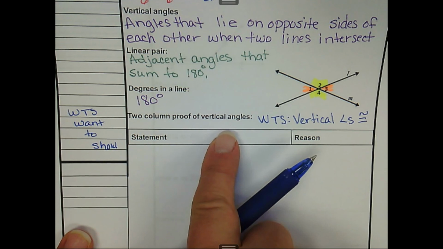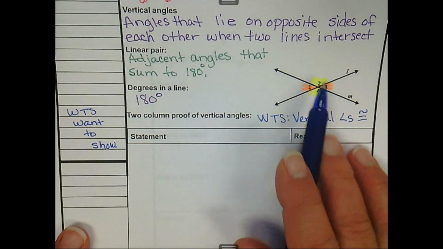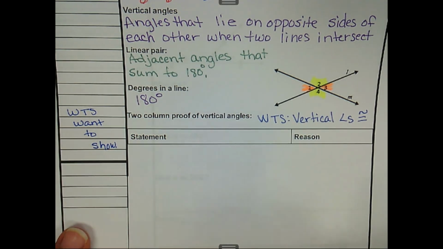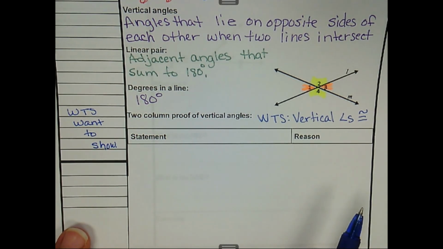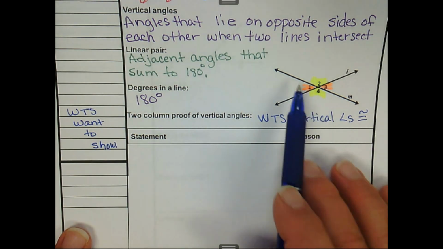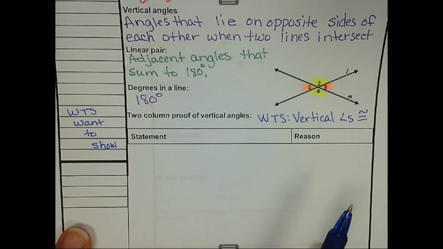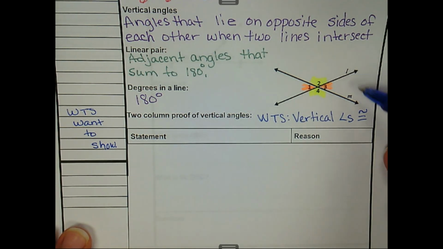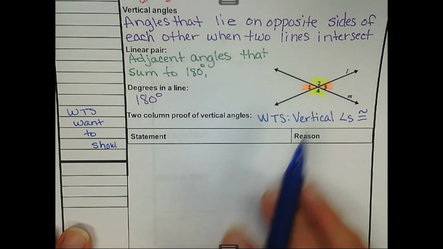So let's look at our vertical angles up here. We know 2 and 4, 1 and 3 are vertical. Okay, just look at the diagram. What do you see in that diagram? Do you see 2 lines that intersect? Yes. Do you see the 4 angles that are created? Yes. So what we are given are lines L and M that intersect, creating angles 1, 2, 3, and 4.